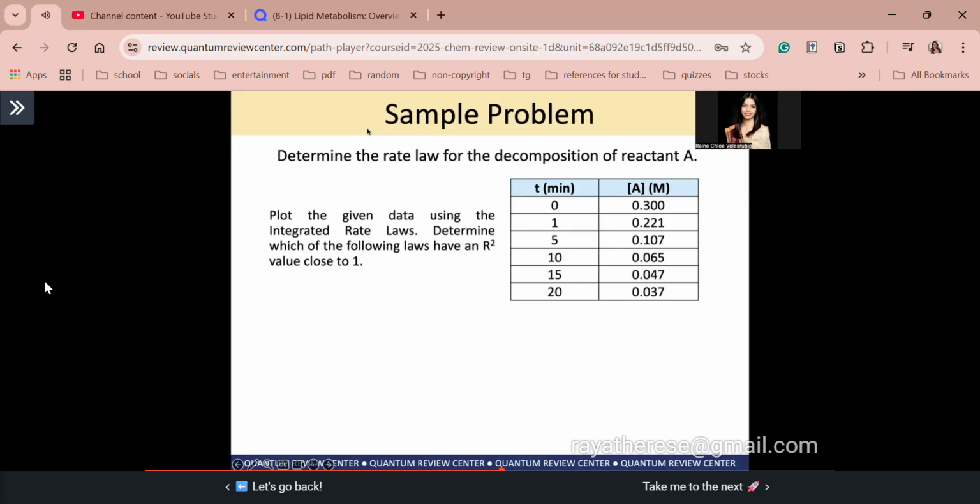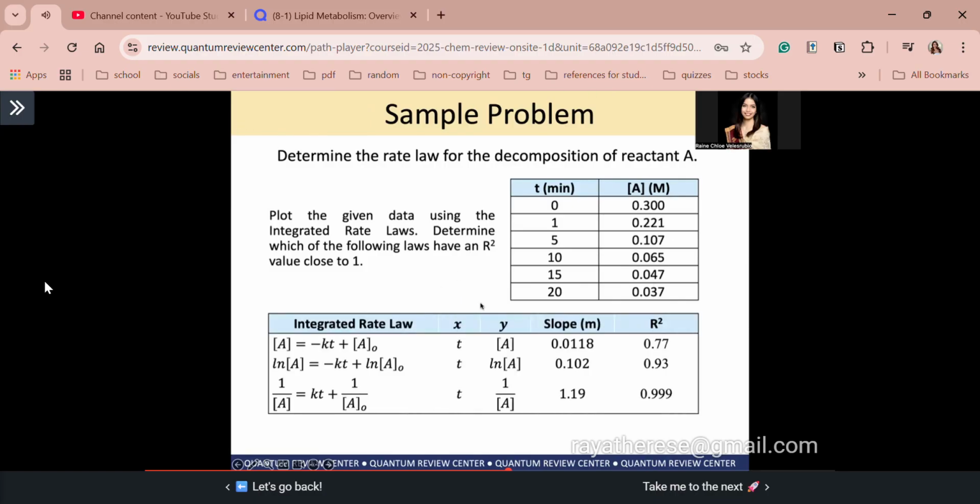So guys, titingnan natin kung good fit ang zeroth order integrated rate law, first order integrated rate law, second order integrated rate law, and so on and so forth sa ating given data. And malalaman lang natin yan if R squared is close to 1. Usually, dapat 0.9999. Guys, pag close to 1 or equal to 1 ang R squared niyo, meaning perfect fit ang model na yan, ang equation na yan sa inyong given data. Okay? So kung perfect fit man ang rate law na yan, then it will define the rate law for the decomposition of reactant A using this given data.